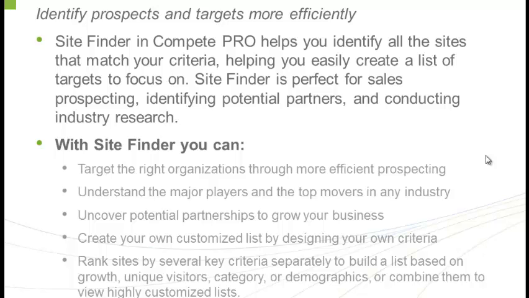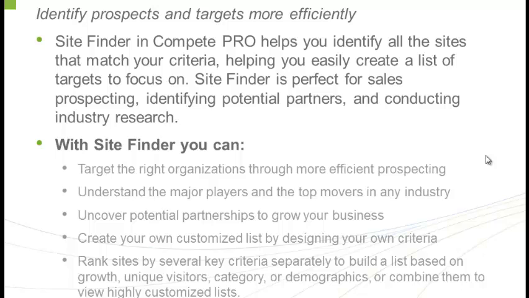And finally, a really great report to run specifically for the agency setting would be Site Finder. Site Finder is a new feature that we launched within the last few months, and it's a really great way to prospect. As opposed to most reports within Compete Pro, where the information is already loaded in for you, with Site Finder you're really able to customize your own lists, and you can find what you're looking for based on your own criteria.